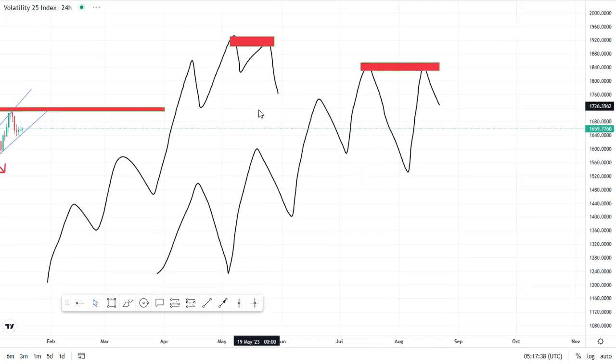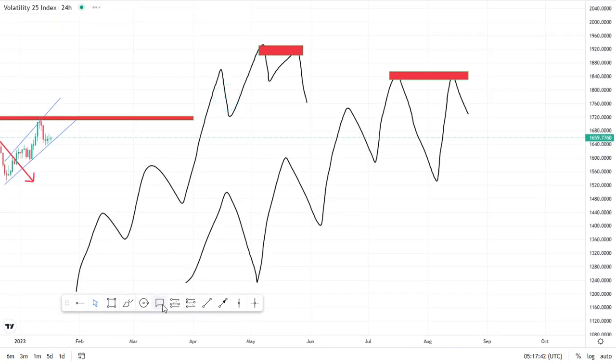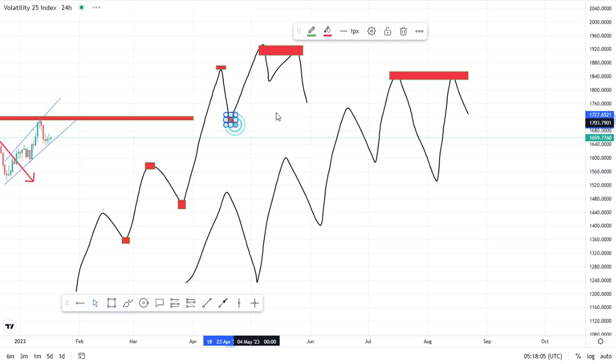Now I want you to pay close attention to the price action right here. If you look, the price has been creating this higher high, and created a higher low, swing high, swing low, swing high, swing low. So the price created another swing high.